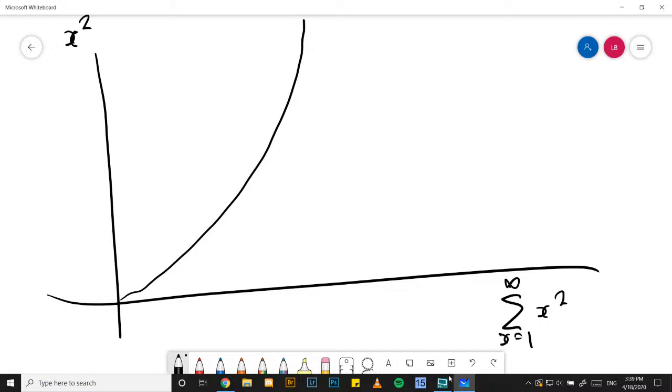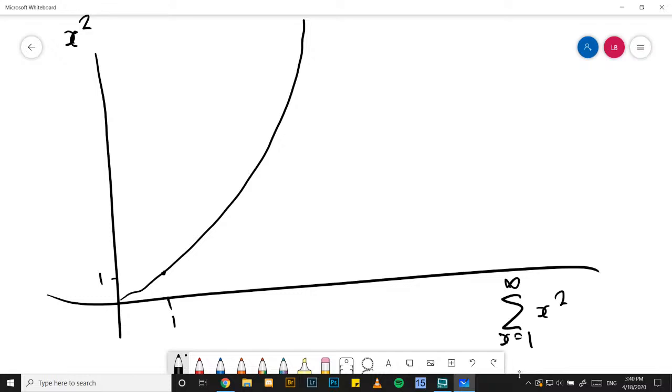So what does this actually mean? So let's look at what x equals 1 means. Okay, this is kind of a skewed scaling, but that's okay. So for x equals 1, you're going to get 1. So let's just say this is 1. You're going to get 1.